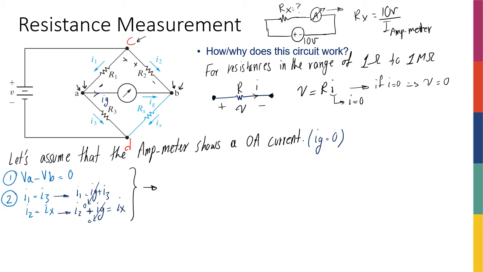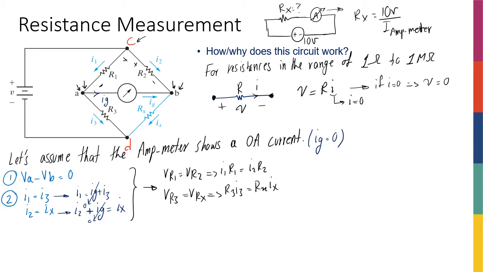So I'm going to have the same voltage drop. So VR1 is equal to VR2. Similarly, I can say the same thing about VR3 and VRX, right? So I would know that VR1 is equal to VR2. Therefore, I1 R1 is equal to I2 R2. And from here, I can say R3 I3 is equal to Rx Ix, right?